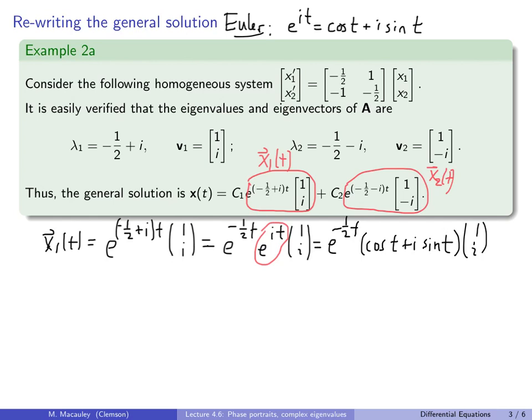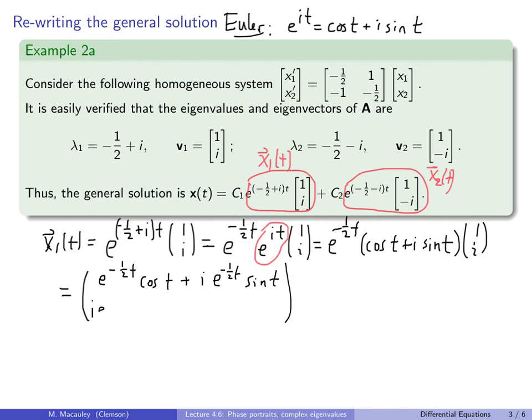I can write this as, I can move this all in. I can write this as, move this whole thing inside of the vector, and I get e to the minus 1/2 t cosine of t plus I e to the minus 1/2 t sine of t.